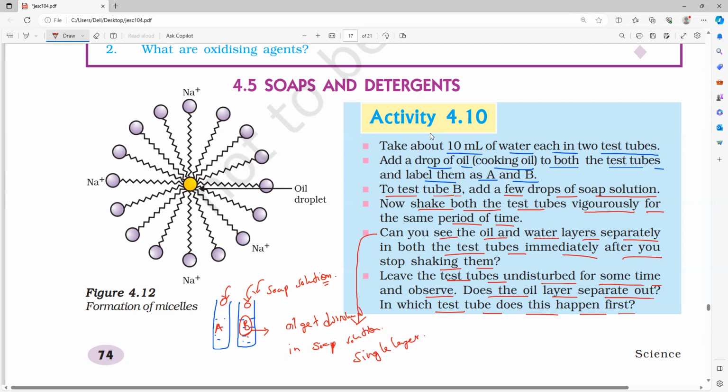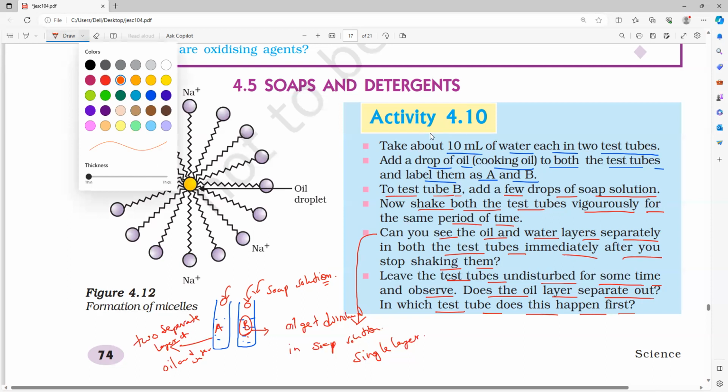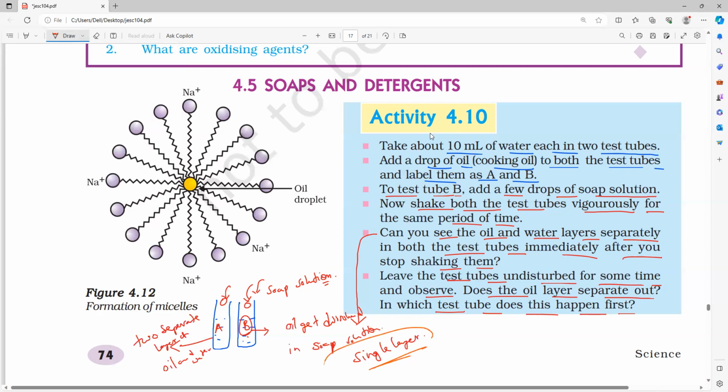Now, if oil and water are shaken and you leave them for some time, we find there are two separate layers of oil and water. Here no mixing takes place, but there the mixing takes place so that it turns into a single layer. But here we can notice two different layers if you leave it.